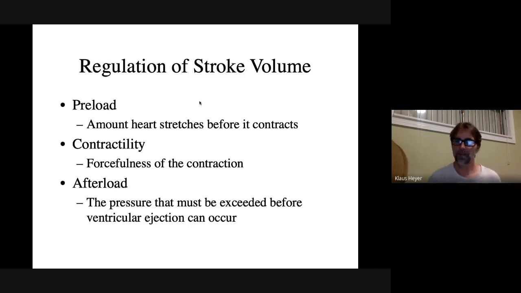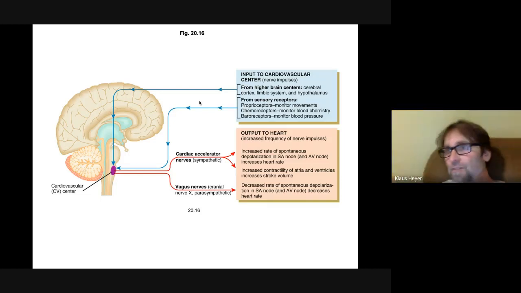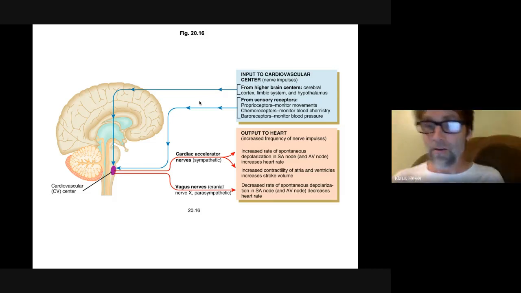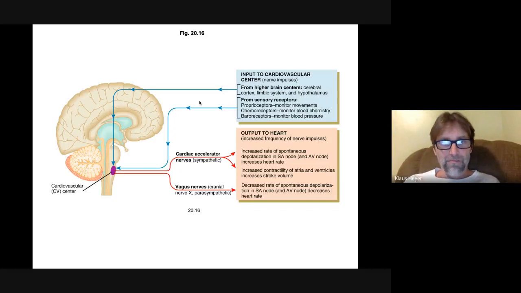So that's question 5, regulation of stroke volume. This is my very last question. So I'm going to get 6 and I'm going to ask 5 out of them. So you're going to have all the questions here. Oh, I don't even have a slide for it.